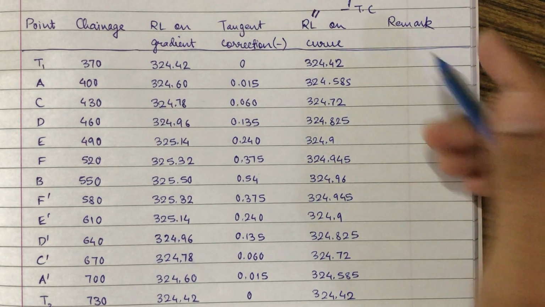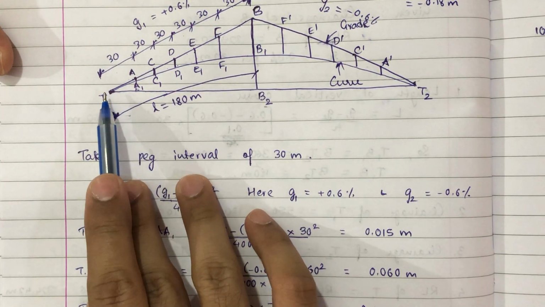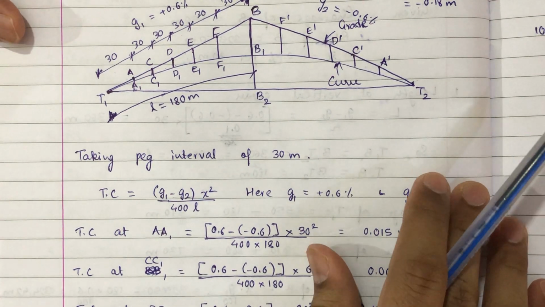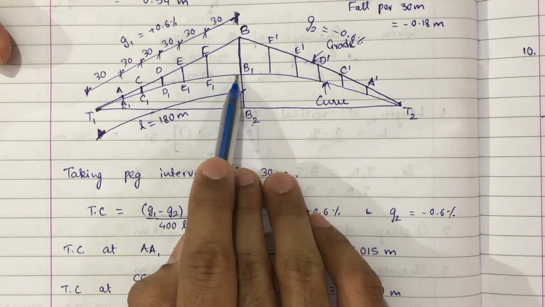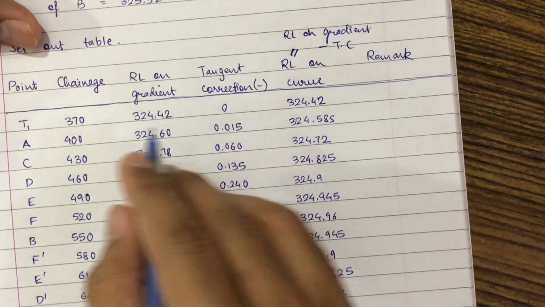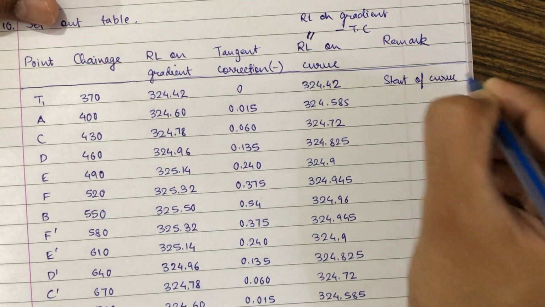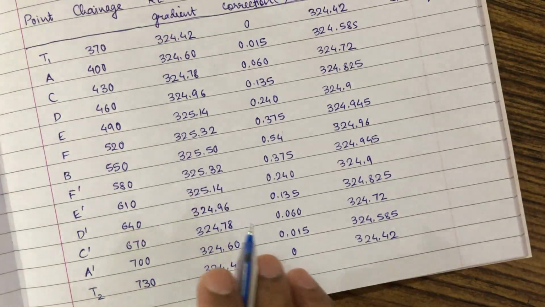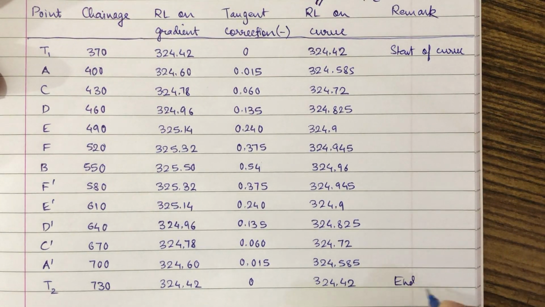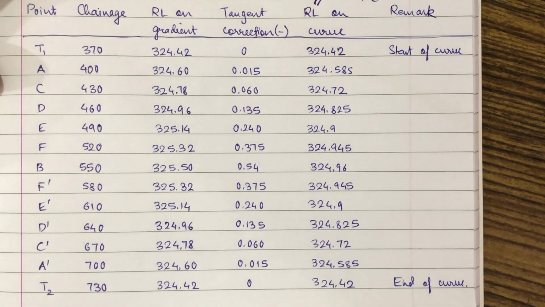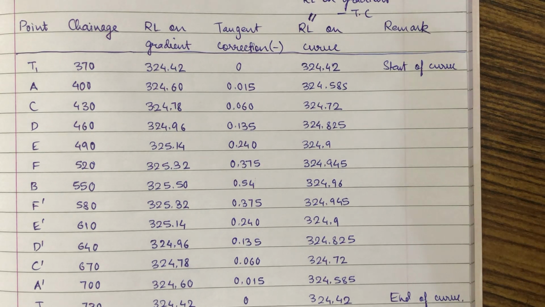Finally, in the remark column we can write that T1 is the start of the curve and T2 is the end of the curve, and this B is actually the apex point, or you can call this the vertex point. So this is how you will be setting out a vertical curve.